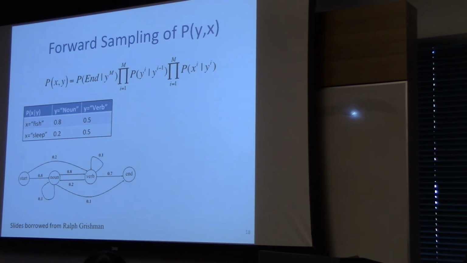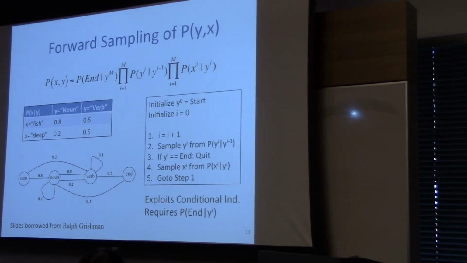The way that you would do sampling is called forward sampling. Here's another way you could represent a hidden Markov model, in terms of the state transitions. From y0, the start state, you have an 80% probability of transitioning to noun, and 20% probability of transitioning to verb. If you're currently in the noun state, you have an 80% probability of transitioning to verb and 20% probability of transitioning to noun. Let's just say that for this model. And then all of them have some probability of transitioning to the end state. So here's how forward sampling works.